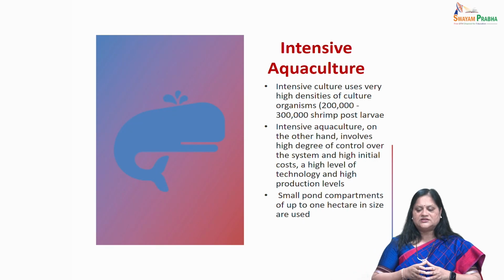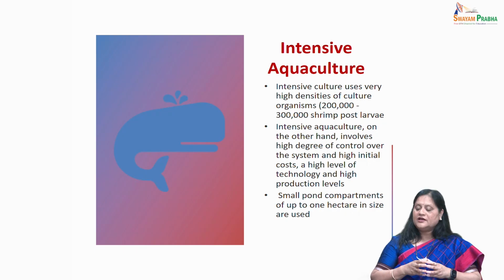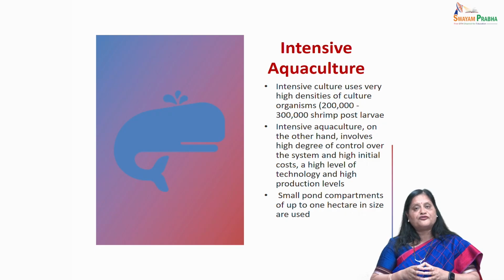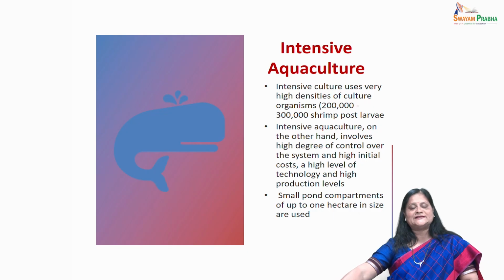Intensive aquaculture. Intensive culture uses very high density of culture organisms. Intensive aquaculture, on the other hand, involves a high degree of control over the system, high initial cost, a high level of technology and high production levels. Small pond compartments of up to 1 hectare in size are used.